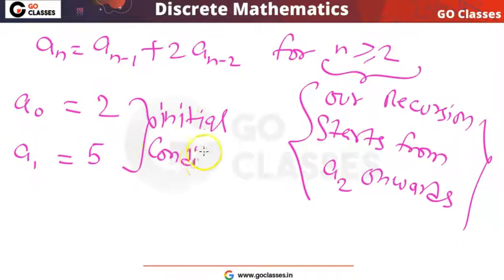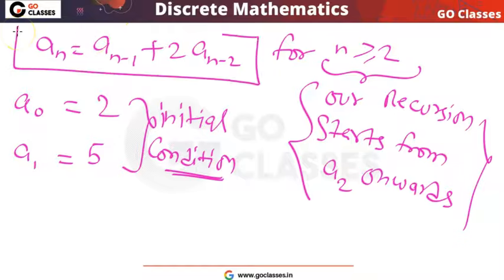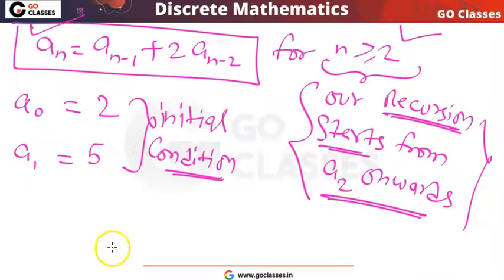Our equation is telling us that we can calculate any term an by the previous two terms. So any term an is a(n-1) plus 2 a(n-2) for n greater than or equal to 2. It means our recursion starts from a2 onwards. And what about a0 and a1? They are already given; these are initial conditions. So what is a2?